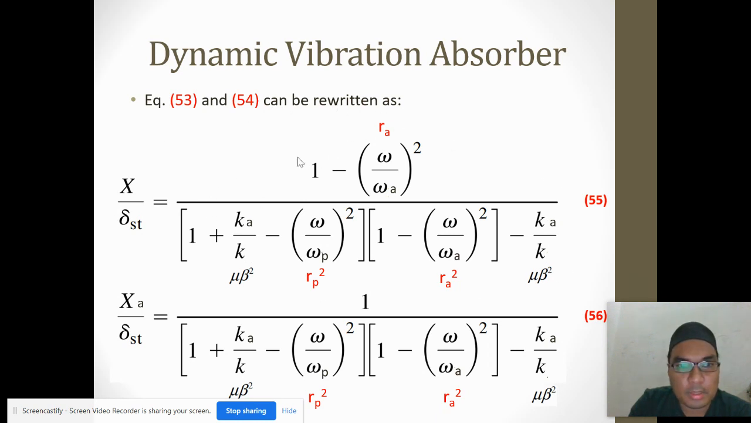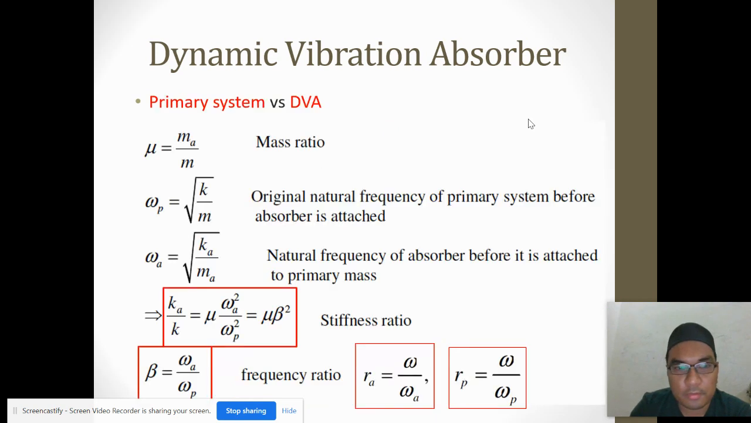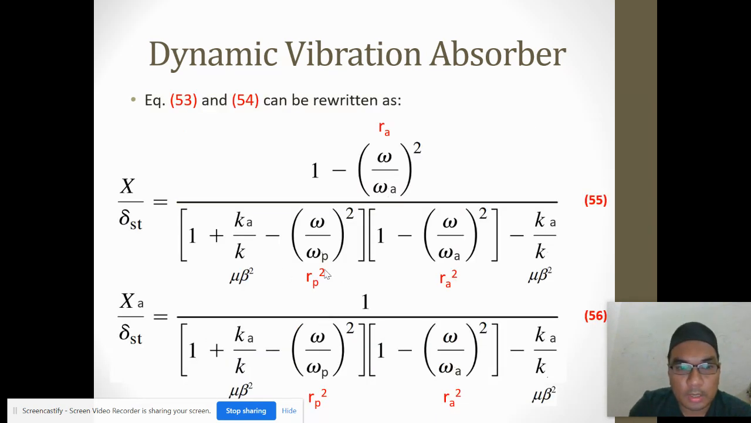Omega divided by omega A is actually Ra, and omega divided by omega P is actually Rp to the power of 2, and so on. Ka divided by K is mu beta to the power of 2, similar to what I wrote down before here. Of course, you need to know what each parameter stands for, but it's not necessary for you to remember it.